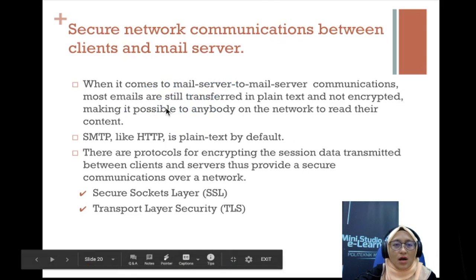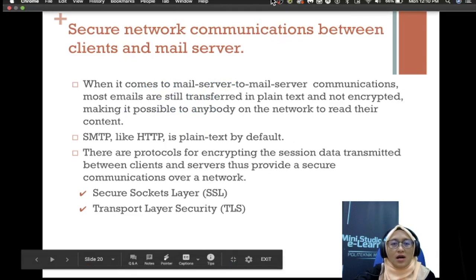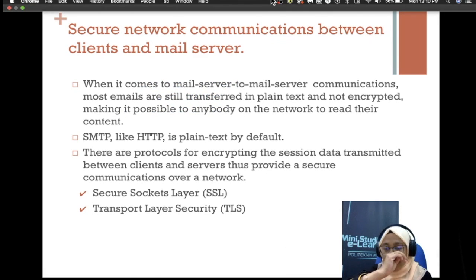So next, we look at secure network communication between client and mail server, and also mail server to mail server communication. Most email is still transferred in plain text and not encrypted, making it possible for anybody on the network to read the content. So SMTP, like HTTP, is plain text by default.